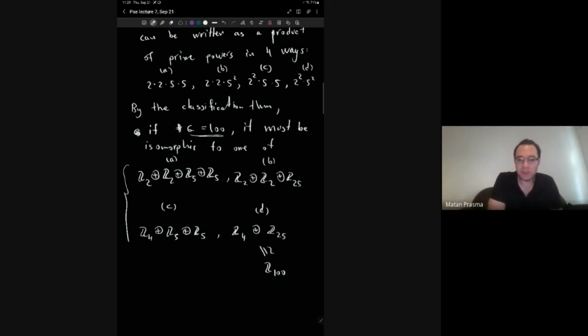Okay, so let me pick up from this last observation, which we talked about last time. This has a generalization for more than two factors.